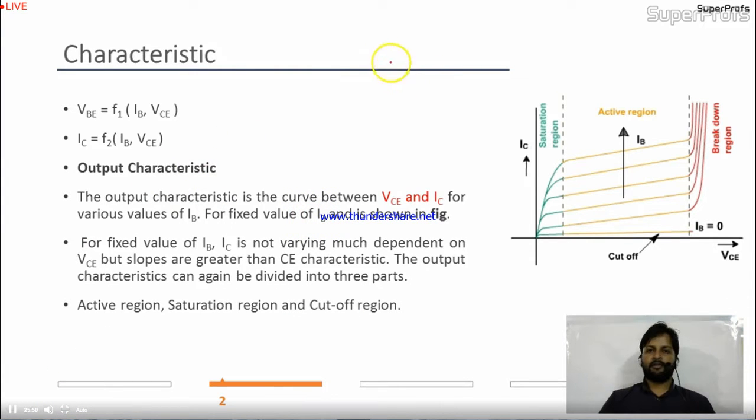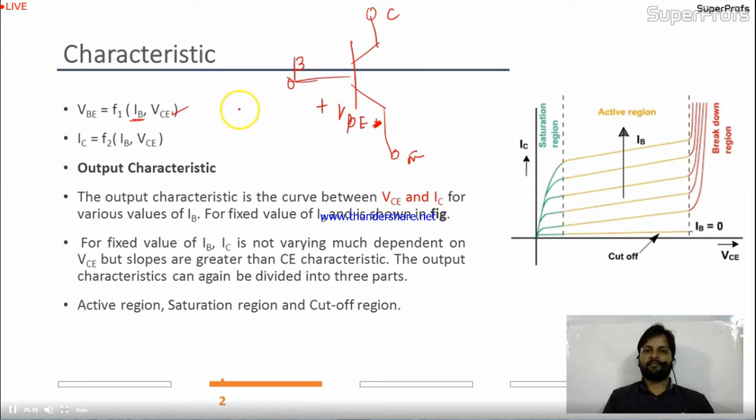So let me draw the common emitter symbol over here. This is the emitter part, base and collector, right? Collector, base and emitter part. Okay. Now VBE, the voltage between base and emitter, is a function of IB. Definitely it will be a function of IB and VCE. Here is the VCE. Okay. So this VBE is a function of VCE and IB, the current in the base region.